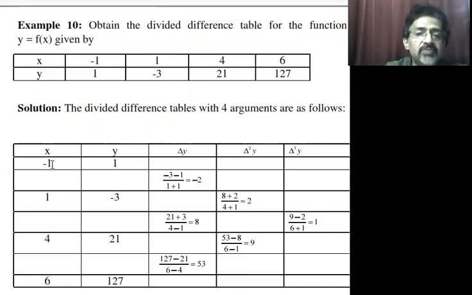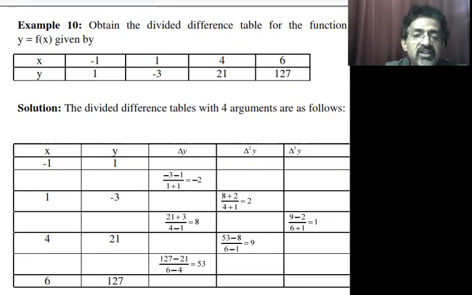So in such cases, we go for divided differences. I form the table like this. X is minus 1, 1, 4, 6. Y values I write as 1, minus 3, 21, 127. So the first order difference is what? Minus 3 minus 1 divided by 1 minus of minus 1. So it is minus 4 by 2, it is minus 2. Then between these two, 21 minus of minus 3, that is 21 plus 3, divided by 4 minus 1, that is 3. So 24 divided by 3, it is 8.